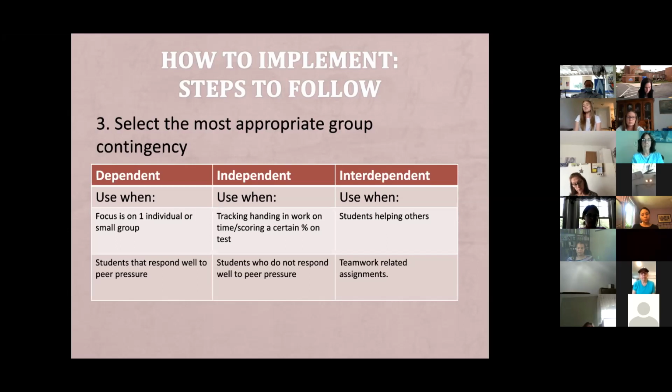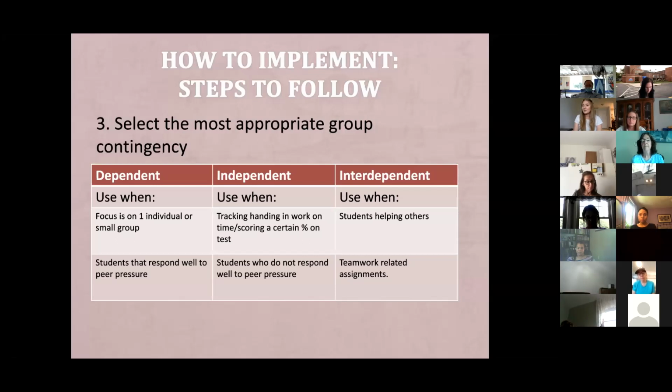So you want to use dependent group contingencies. Remember, that's the one for all or the hero procedure, when you want to just focus on one individual student or just a small group of students within your whole class. So if you notice that you're having issues with calling out at table 5 and table 1, then a dependent group contingency would be great because you just have to focus on those particular students at those tables, and then everybody in the class can earn a reward for their behavior.